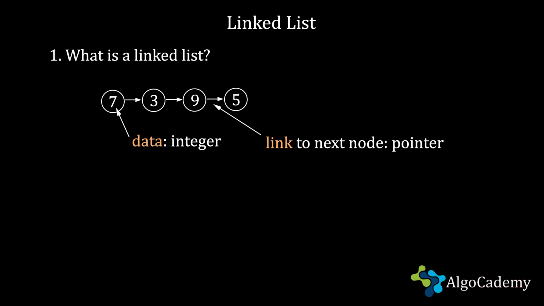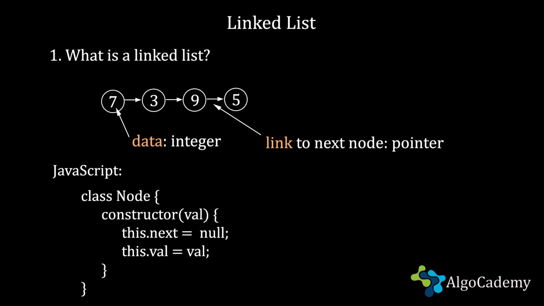Let's see how the class node looks like in JavaScript. As you can see, inside the class we have a constructor which takes one argument, which is the value that should be stored in that node. Could be an integer, could be a float, could be a string, it doesn't matter. This is because when we create new nodes, we usually know the value that is going to be stored in that node. But we usually don't know what is going to be the next node. So this is why inside the constructor, we set the next link to be null.